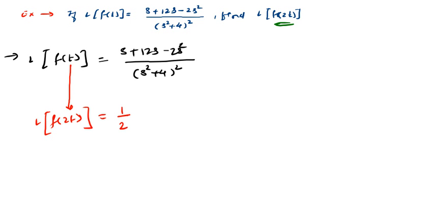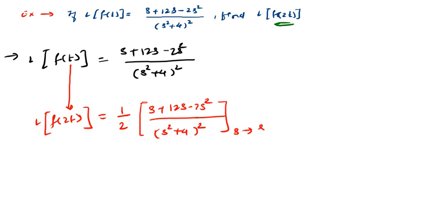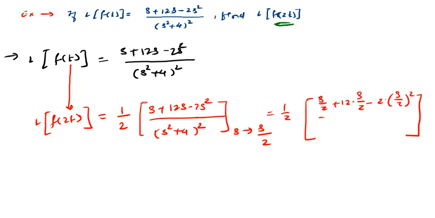What will be the change here? Divided by a, that is 2, and in this f of s, which is s plus 12s minus 2s square upon s square plus 4 whole square, replace s by s by 2, because the value of a is 2. So this will be equal to 1 by 2, s by 2 plus 12 into s by 2 minus 2 into s by 2 square, upon s by 2 square plus 4 whole square.